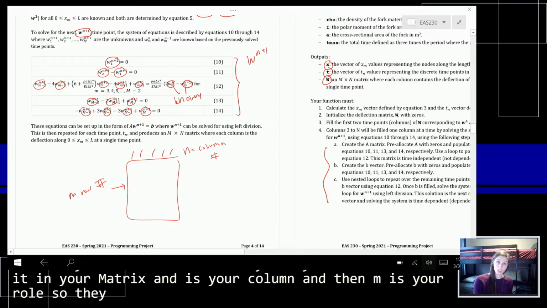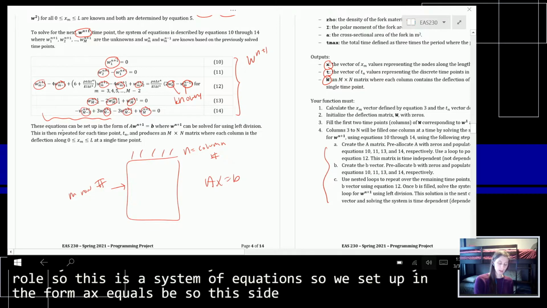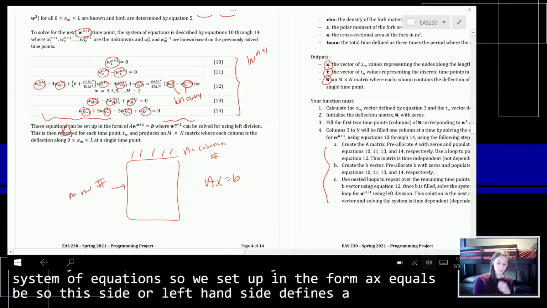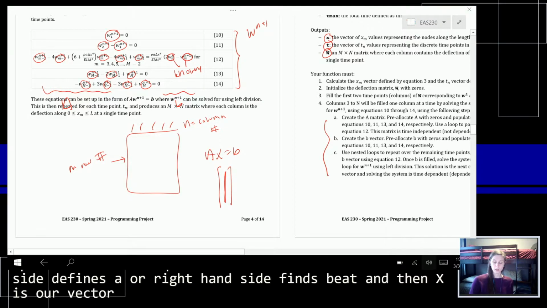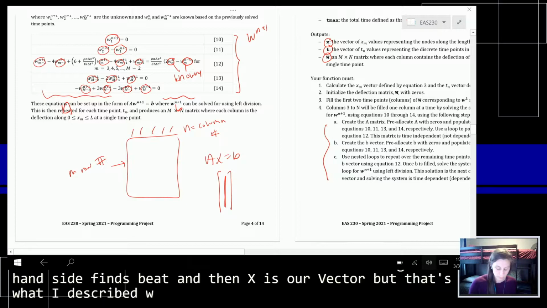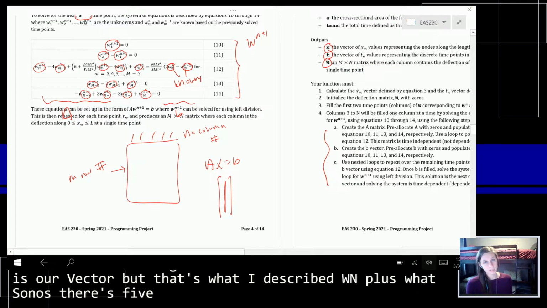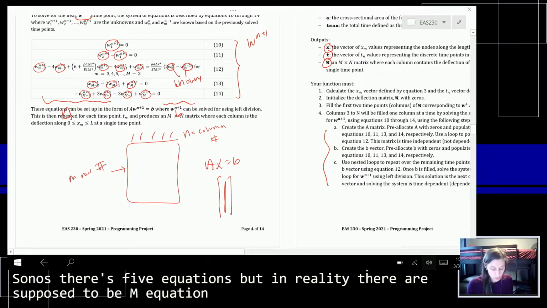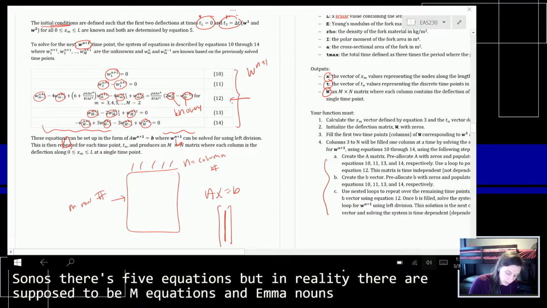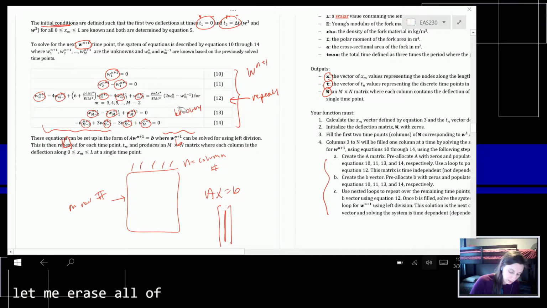So this is a system of equations, which we set up in the form of Ax equals b. Our left-hand side defines A, our right-hand side defines b, and then x is our vector of unknowns. That's what I described. It's w of n plus 1. So note there are 5 equations, but in reality there are supposed to be M equations and M unknowns. So this one repeats. Let me erase all of my circles here and identify this.